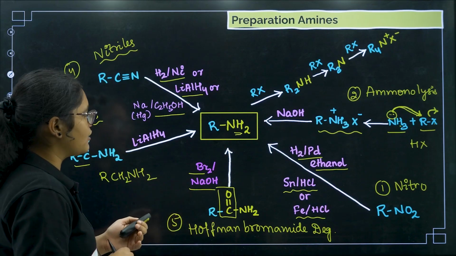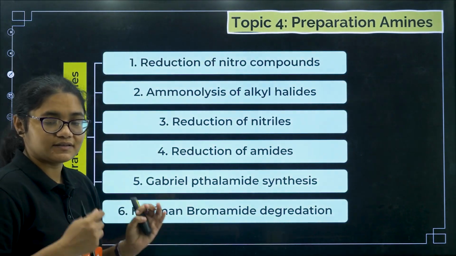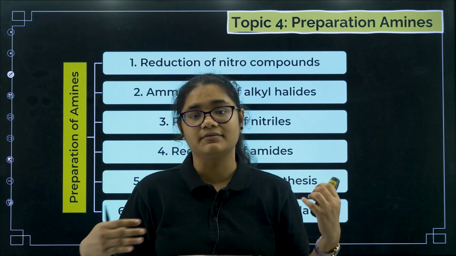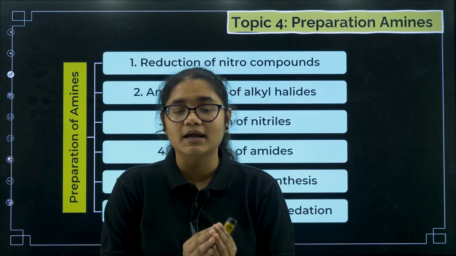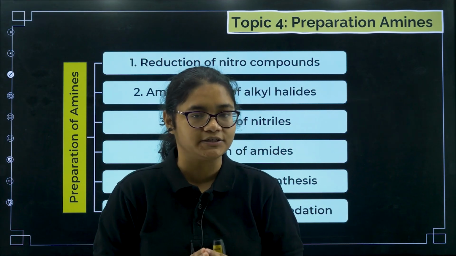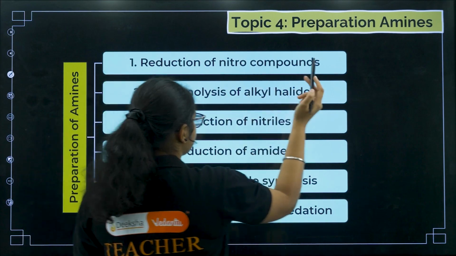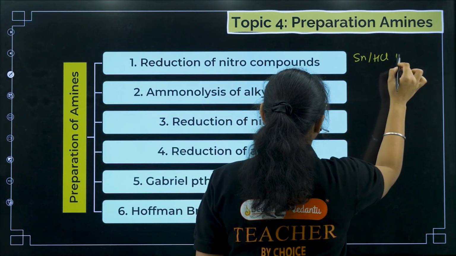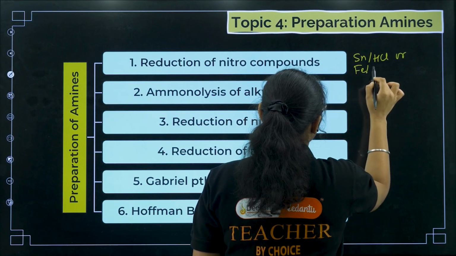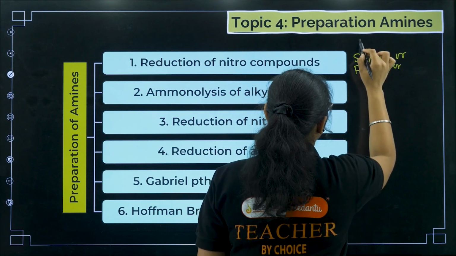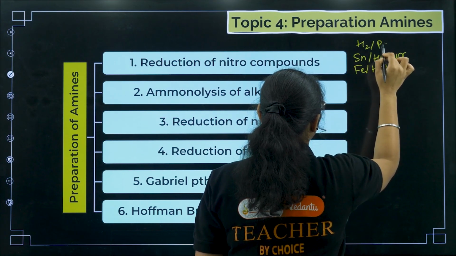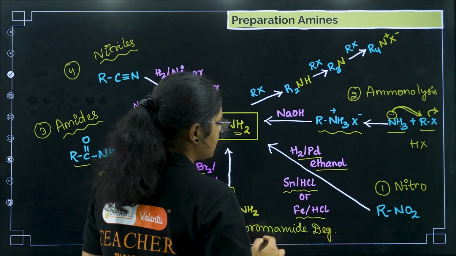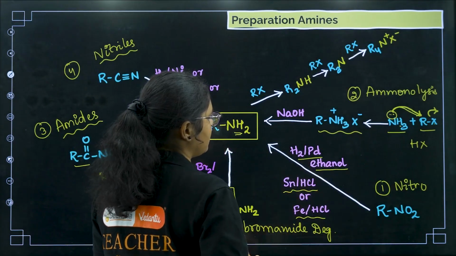Now let us quickly revise through this. See how I am revising, I am doing active recall again and again so that you can memorize these 6 methods of preparation. For reduction of nitro compounds, what all reagents can we use? Sn HCl or Fe HCl, or we can use H2 palladium. These 3 reagents are there.